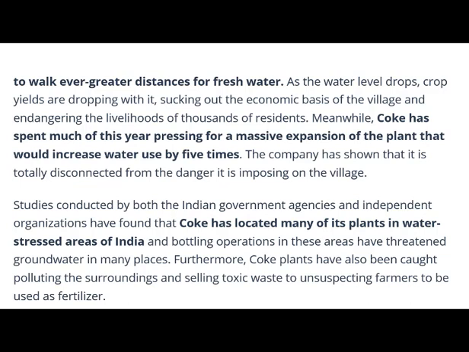Meanwhile, Coke has spent much of this year pressing for a massive expansion of the plant that would increase water use by 5 times. The company has shown that it is totally disconnected from the danger it is imposing on the village. Studies conducted by both the Indian government agencies and independent organisations have found that Coke has located many of its plants in water-stressed areas of India, and bottling operations in these areas have threatened groundwater in many places. Furthermore, Coke plants have also been caught polluting the surroundings and selling toxic waste to unsuspecting farmers to be used as fertiliser.